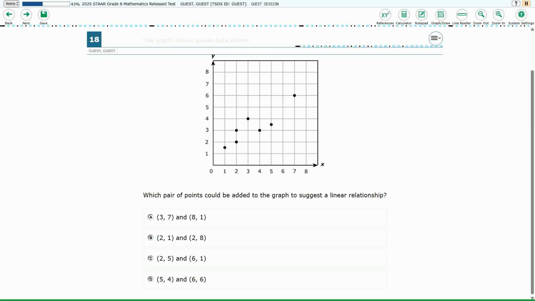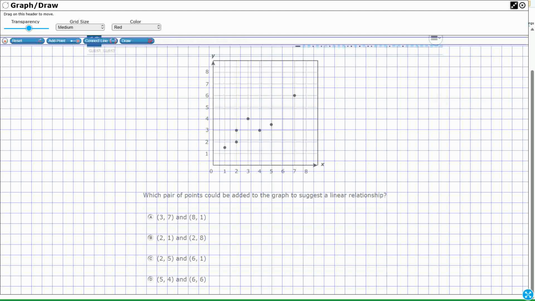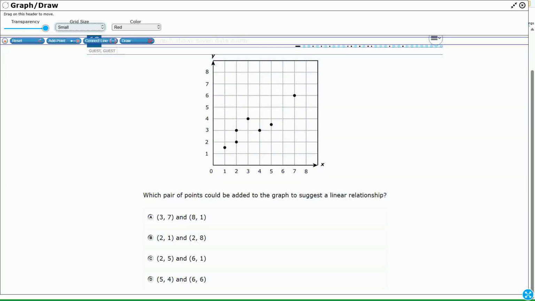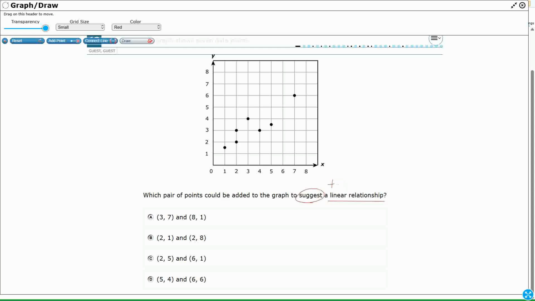So we've got 7 data points on this graph, and we need to find a pair of points that would suggest a linear relationship. That means we are looking for whether we could draw a line that connects these points. It's not going to be perfect because they're not all in a straight line, but when we want to suggest a linear relationship, we can use a trend line. You're trying to find a line that goes through the data so that about half of the dots are above and half of the dots are below. You're not really going to find a straight line that connects all of them.